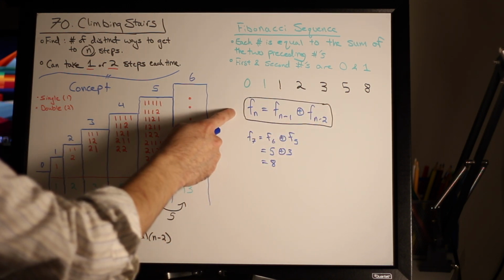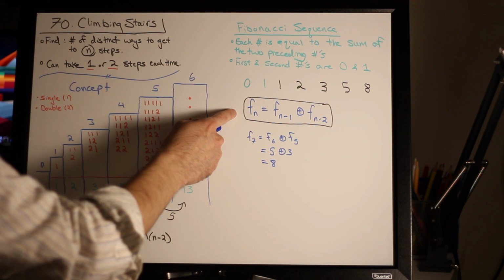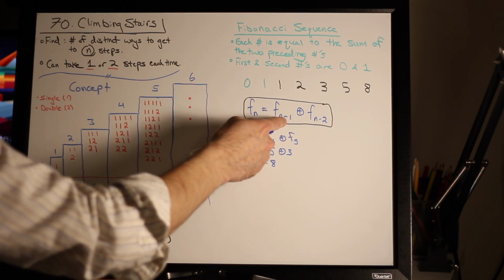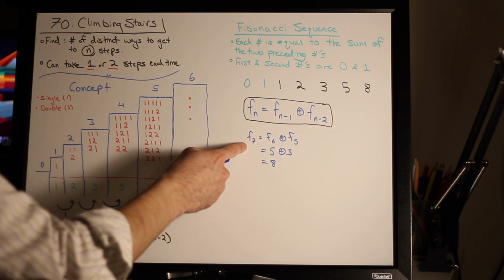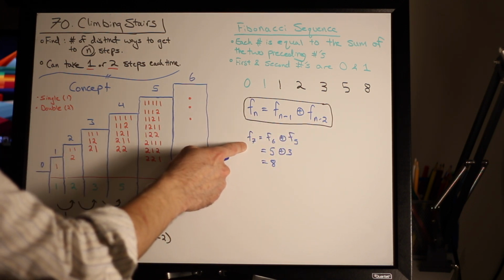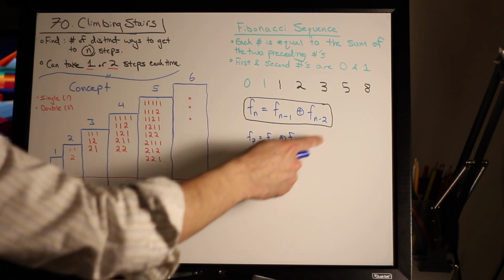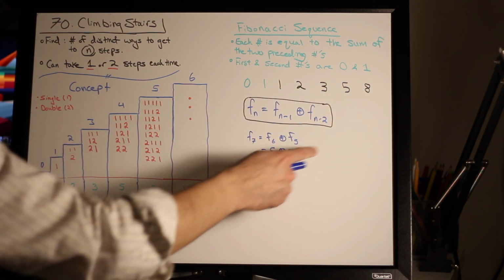This is the formula. So to find any number n of the Fibonacci sequence, we just take the sum of the 2 previous elements, n minus 1 and n minus 2. We can test that real quick with this. To find the 7th Fibonacci number, we take the sum of the 6th and 5th Fibonacci numbers, so that's 5 and 3 respectively, and we get 8.